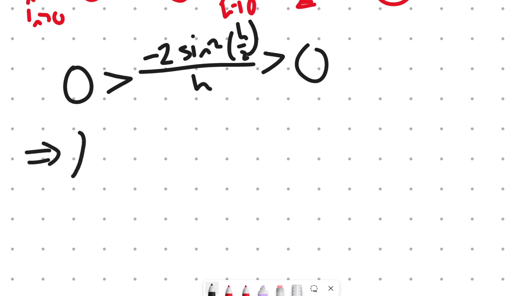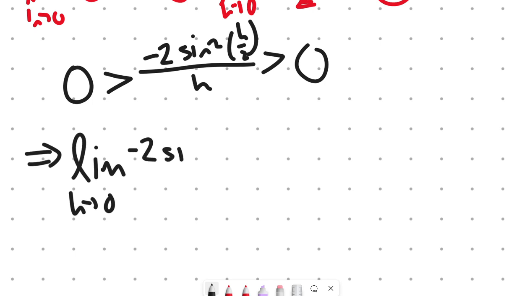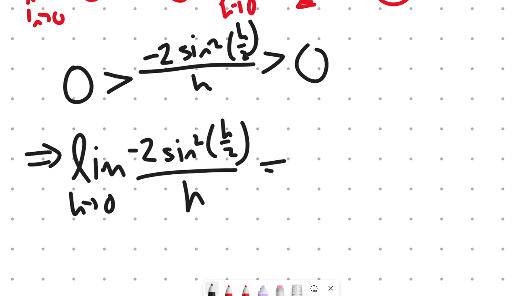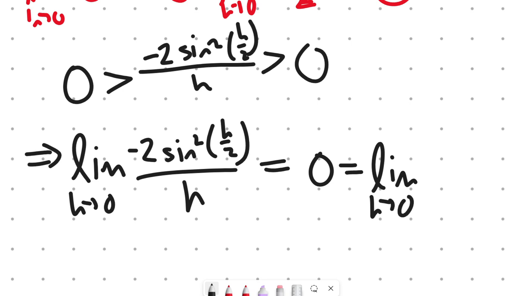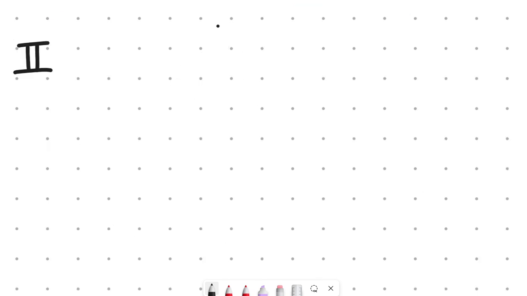So we can state that the limit as h approaches 0 of negative 2 sine squared h over 2, over h, is indeed 0, which is also equal to the limit as h approaches 0 of cosine of h minus 1 over h. And since this was multiplied by sine x, the whole expression for the first Roman numeral is equal to 0. So we can state that 1 is equal to 0.